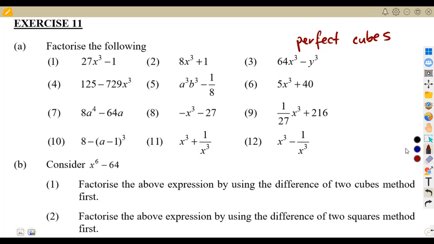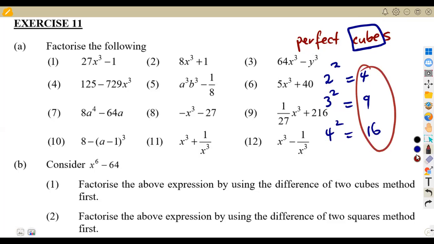What is a perfect cube? That is the question. Just like a perfect square, a square is a number that you get from, for example, 2 to the exponent of 2, that's 2 squared, which is 4, 3 squared, which is 9, 4 squared, which is 16. So all these numbers that we are seeing here are perfect squares, from the square of a number.